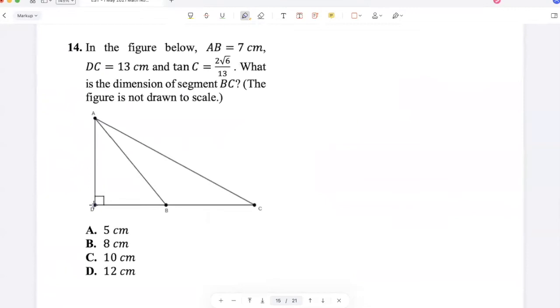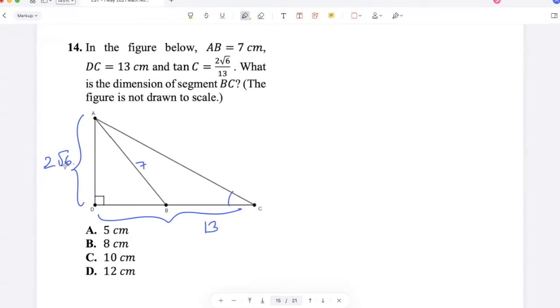In the figure below, AB is 7, DC is 13, and tan C is 2 root 6 by 13. So tan C is AD by DC. So this would be 2 root 6. Okay, what is the dimension of segment BC?